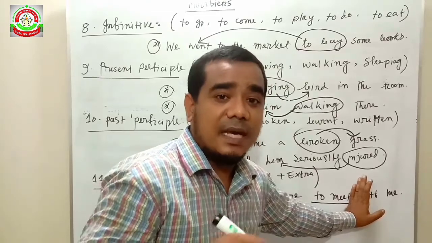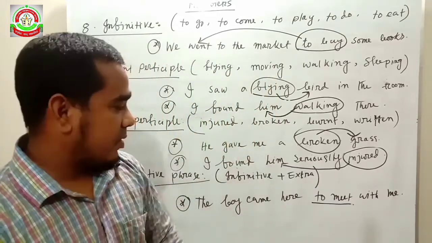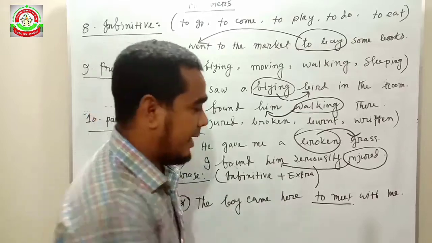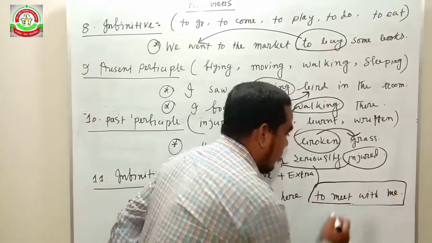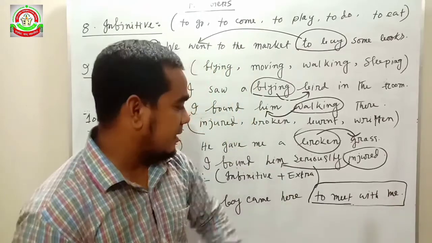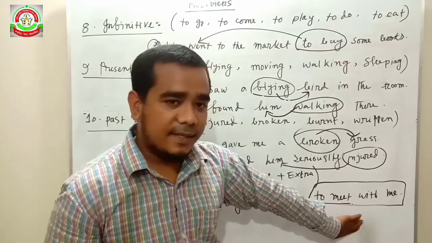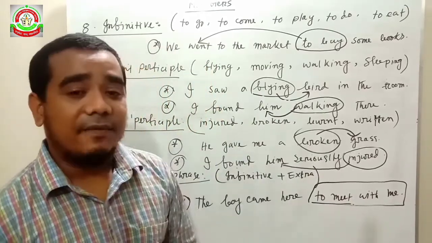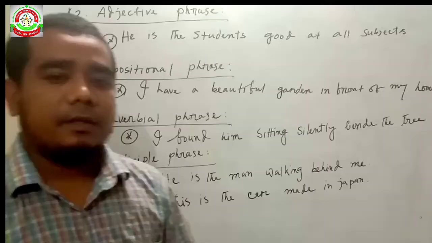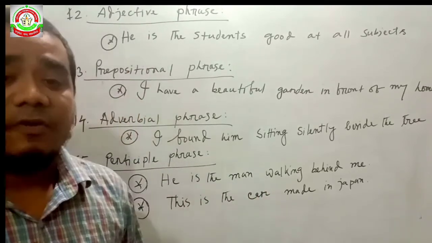The boy came here to meet. So I need some words with it. For complete sense with to meet, I have added two more words, with and me, and this combination of words makes a phrase, and this is called an infinitive phrase because it starts with an infinitive. It's very simple. Dear student, we are at the last step of modifiers.